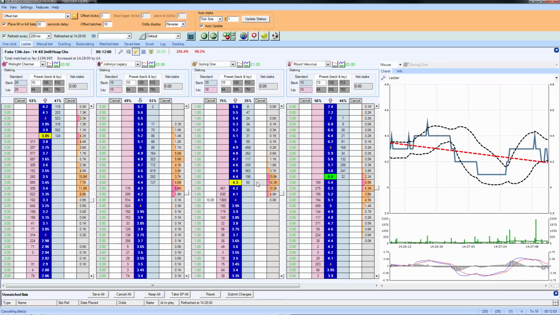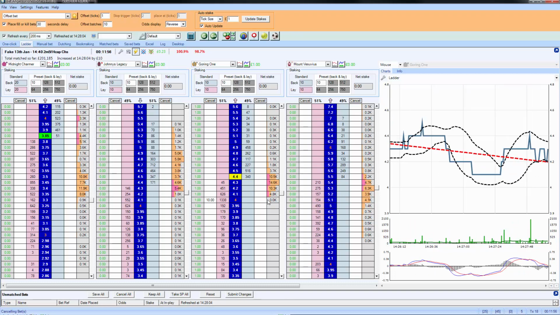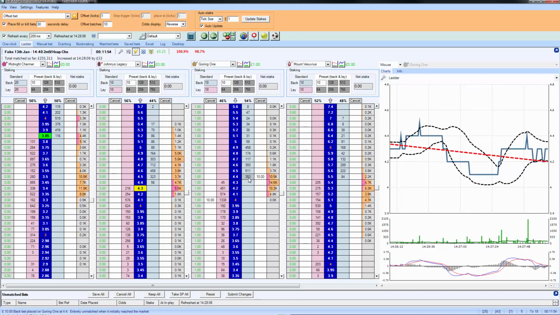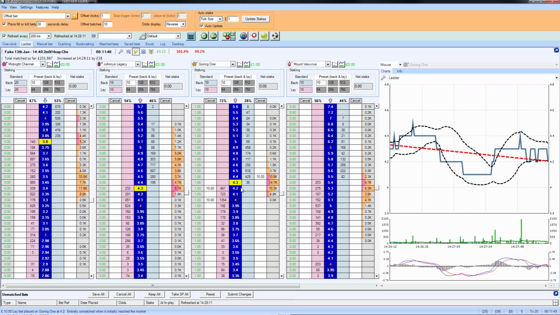So if we look at our friend here, in the last 60 seconds most of the volume has been traded within this range, which is quite a tight range, actually. So we're going to stay within this range and see if we can trade effectively.